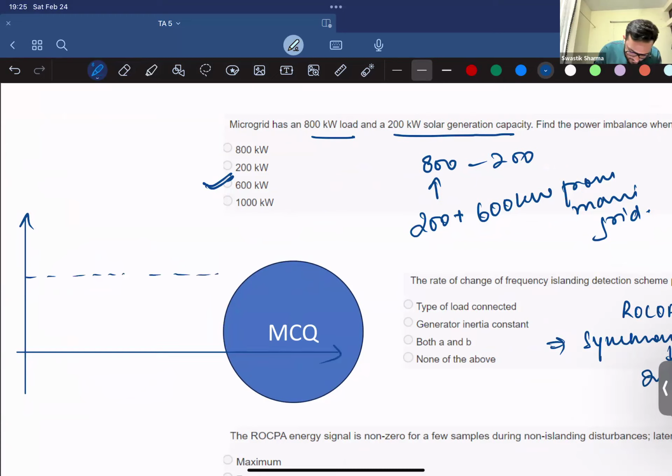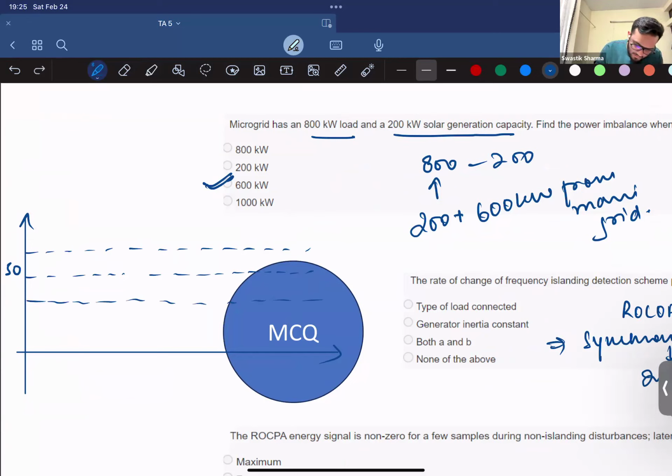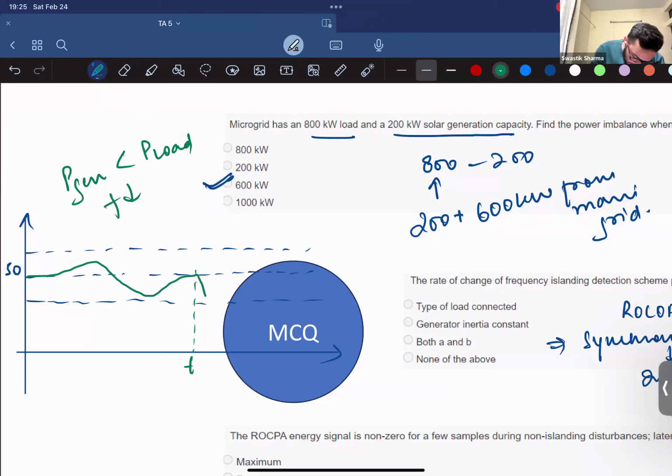So let's say this is your 50 hertz frequency, and this is a band in which your frequency should stay, right? And your frequency was working perfectly fine in this band. It was revolving somewhat like this, right? Being in this band, your system would work perfectly well, right? Let's say at this time instant, a large generator, due to a fault, was shut down. So what would happen? Since generation has gone less than load, the frequency will dip. So the frequency starts dipping.